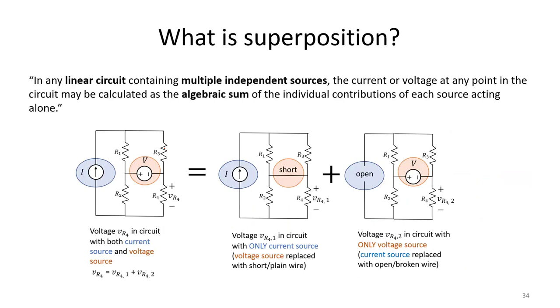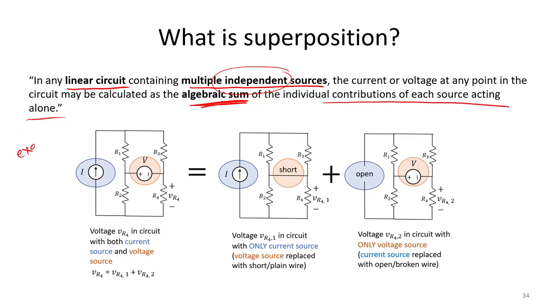Let's look at the definition one more time. So once again, we say in any linear circuit containing multiple independent sources, notice independent here, the current or voltage at any point in the circuit can be calculated as the algebraic sum. We can take the algebraic sum of the individual contributions from each source acting alone.